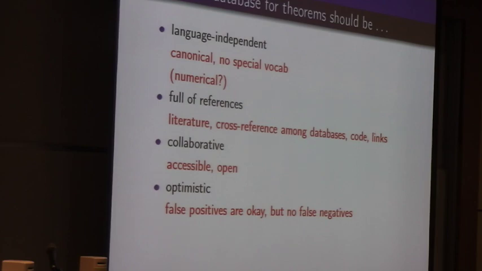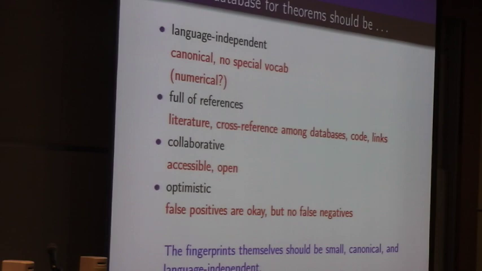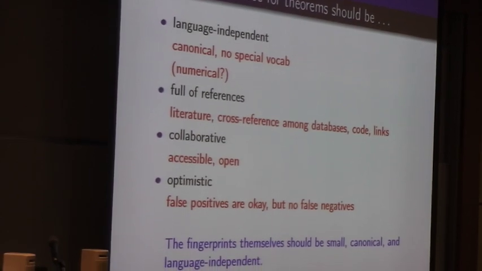So if I look up a fingerprint, well, it's not going to give me the whole picture of the result. Maybe I entered the first 20 terms of my sequence and it gave me 300 entries in the OEIS. So it gave me a lot of false positives. And I'll then sort of weed through them and find the right thing. So these are properties I want in a fingerprint database for theorems. And the fingerprints themselves, again, should be small, canonical, and language independent.